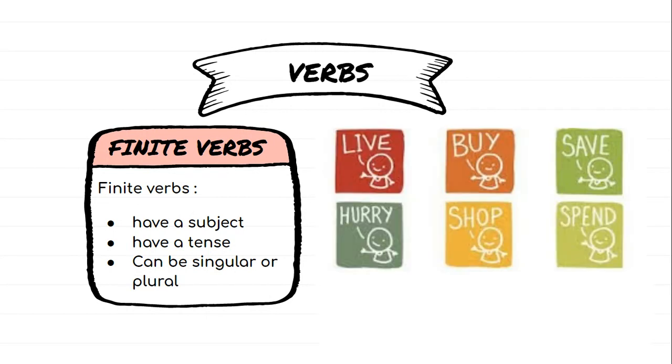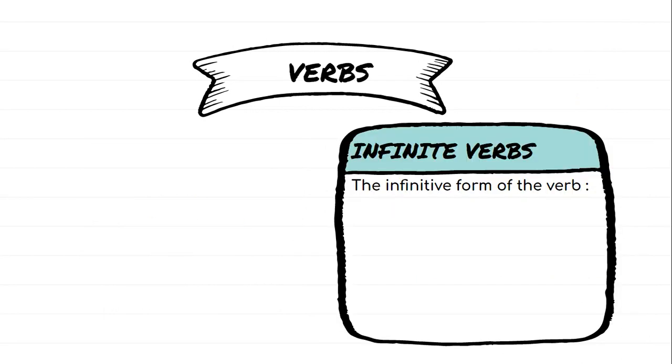So here are some examples of words which are often in sentences acting as finite verbs. So for example, shop. If we say I shop, or I buy, or I save, you can see that those verbs have a subject. In this case it was I. They have a tense, so they give you a clue as to whether it happened yesterday, today, or tomorrow. And they also help us to understand whether the sentence is singular or plural.